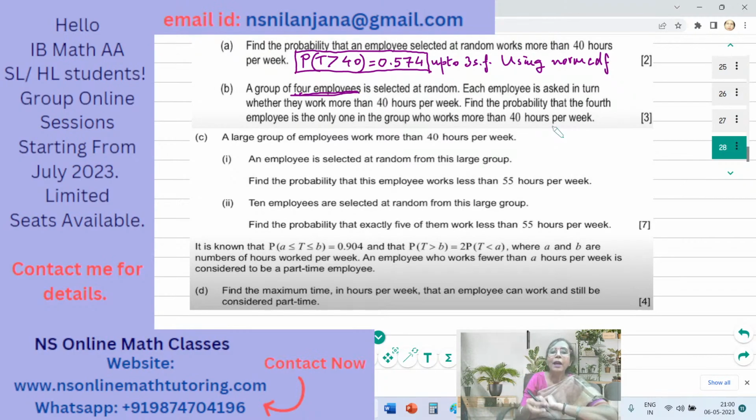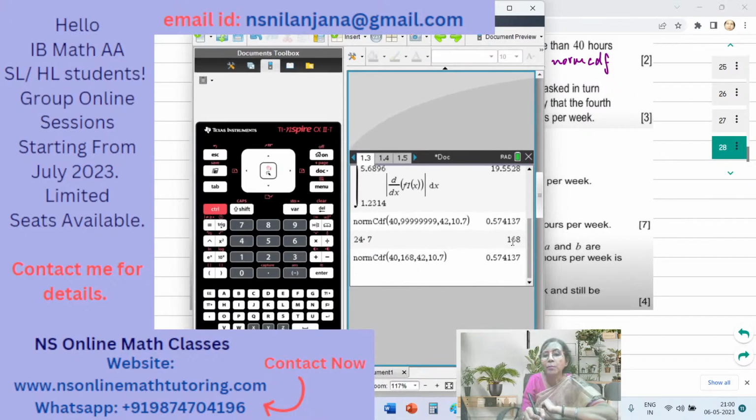And we have found the probability of working more than 40 hours to be equal to 0.574. This is up to 3 significant figures. We are having more number of digits over here. Fine. So that means the first 3 employees are not working for more than 40 hours. And the 4th one will be this. So let us do one thing. Let us store these variables. You'll be coming to know why I am storing this.